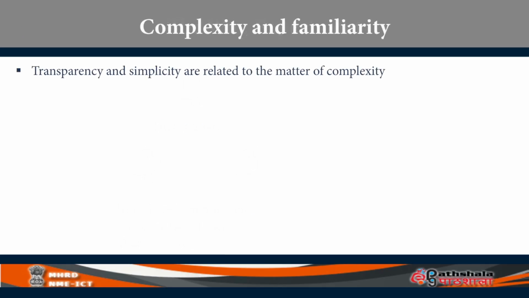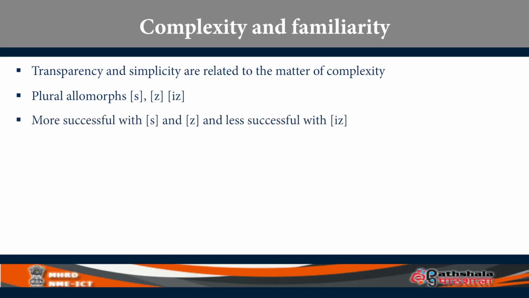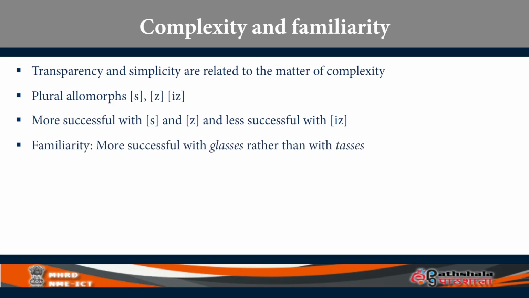We now look at transparency and simplicity. Transparency and simplicity are related to the matter of complexity. The wug experiment had a number of other items also for children to produce. One set was for children to produce plural allomorphs, the allomorphs being s, z and iz. Children were found to be more successful with s and z and less successful with iz. Here the notion of simplicity or complexity plays a role. The simpler forms s and z were produced more easily. The slightly more complex form iz was not produced that easily. Also, along with this, it was seen that familiarity played a role. Children were more successful with the word glasses, with which they would have been familiar, rather than with tasses, which is a created word.